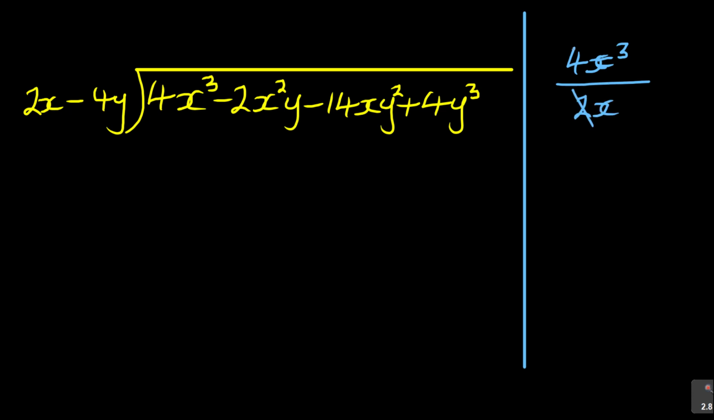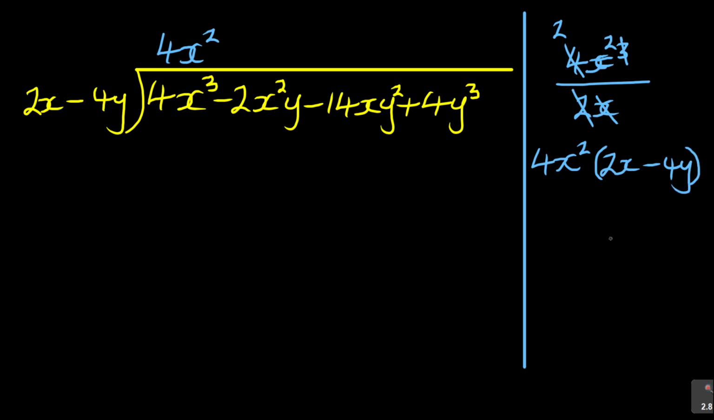So what you do, the 2 into 4, you get 2. The x into x cubed, there are 3 of them, cancelled 1, you're left with 2. So that's where you have got what? 4x squared. Are you with me? Then this will multiply that. But how does it multiply? This is what you write. You're going to write 4x squared multiplying 2x minus 4y. Do you see how it's like?